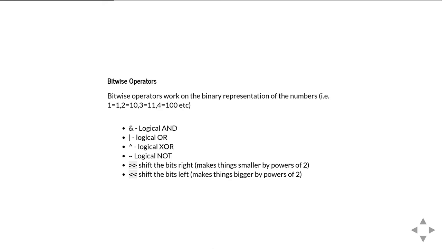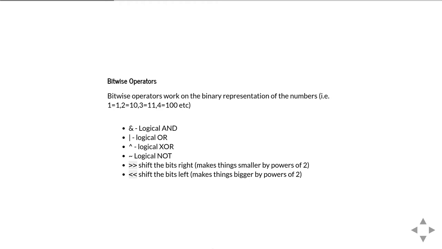And then there are these two what are called shift operators. They simply shift all the digits to the left or to the right. If you shift them to the right, then you're basically reducing it by a factor of 2. So if you look at the binary numbers up the top there, 4 is 100. If I shift everything to the right and fill up the left-hand side with zeros, then what I get is 10, which would be 2. And likewise, if I have a 2 and I shift it to the right, I just get a 1.